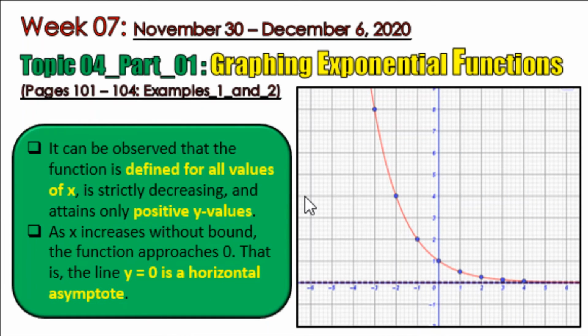So let us have our observation. It can be observed that the function is defined for all the values of x. So again, this is your graph. So it means to say that for any values of x, there is a corresponding value of y. So if you will be reflecting all these numbers from your x-axis to your graph, from negative 2, there is a corresponding value of y. Negative 3, there is a corresponding value of y. And if we will be extending this, all the values of these x-axis has a corresponding value of y.